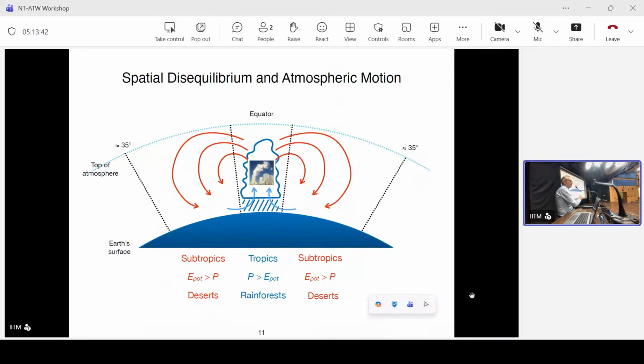So it's a lot of energy that is being released and causes updrafts, and then you have the descending motion in the subtropics, and that generates disequilibrium in the hydrological cycle, because you have here a surplus: more precipitation than you can potentially evaporate. In the subtropics, you have more potential evaporation than what you can precipitate. So you created hydrological disequilibrium in spatial form.